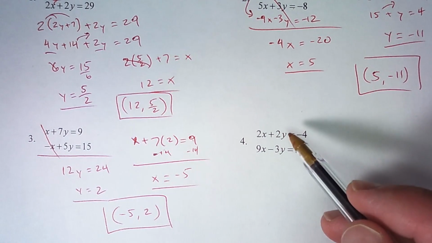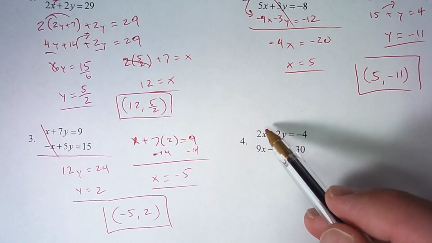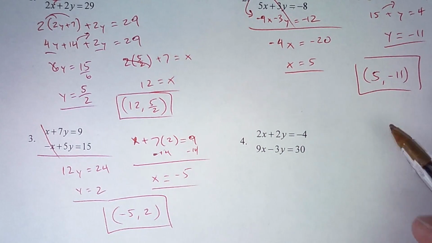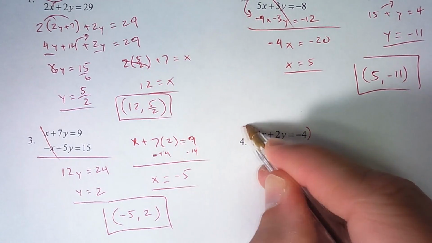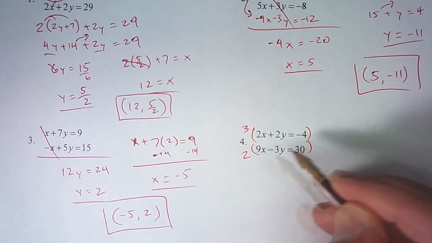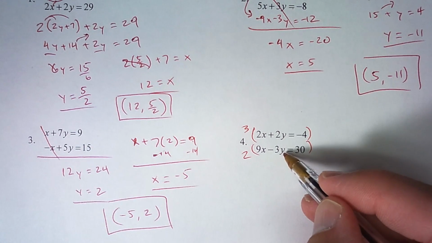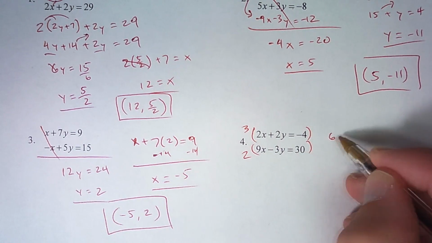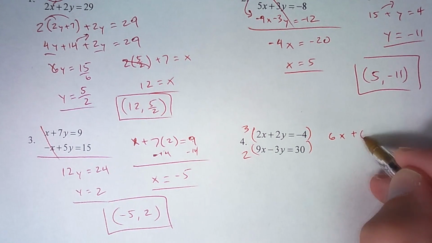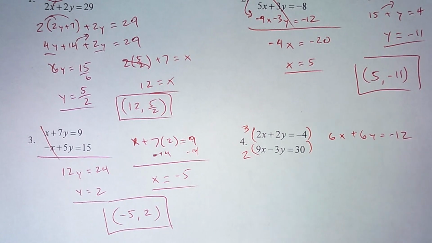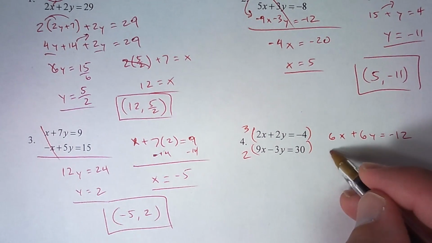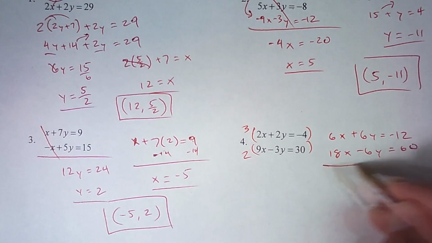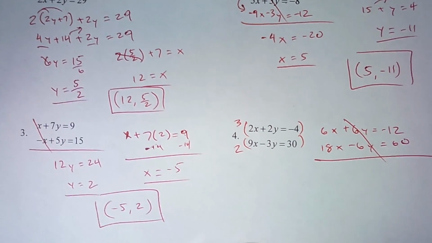Then number 4, elimination is going to be the way to go. Neither of these x's or y's set up nicely for elimination, but if I multiply this by 3 and this by 2, I can make these y's eliminate. Okay, so I'll just rewrite that over here. So I've got 6x plus 6y equals negative 12. And then 18x minus 6y equals 60. And the y's have eliminated.